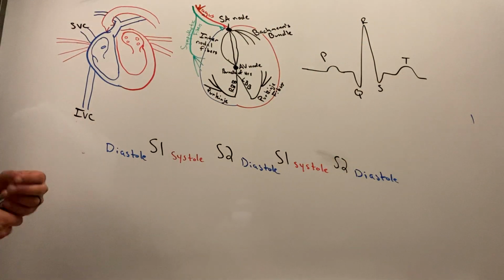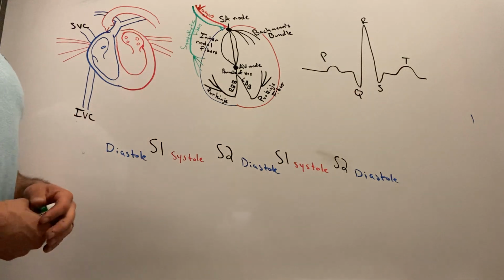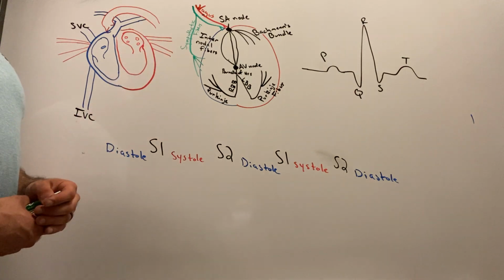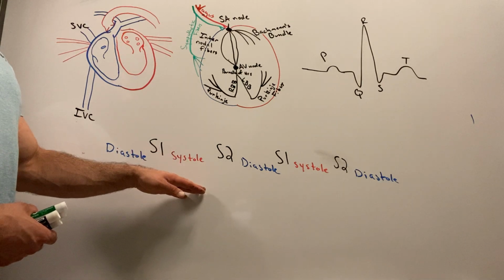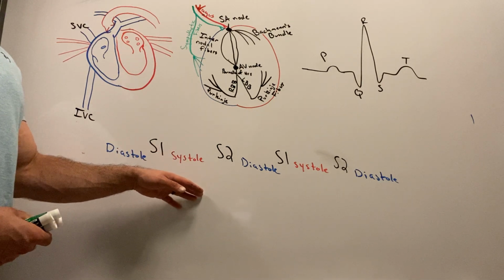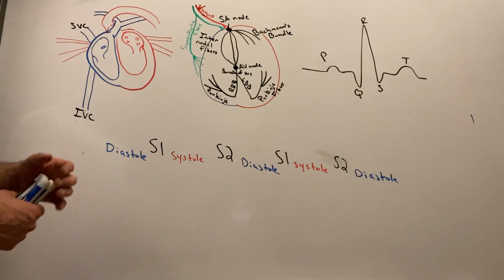So today we're talking about blood flow through the heart, intrinsic innervation as well as extrinsic innervation of the heart, how that's represented on a basic EKG on the far right, and then S1, S2 heart sounds as well as S3 and S4 heart sounds. So a good quick cardiac review for you guys.